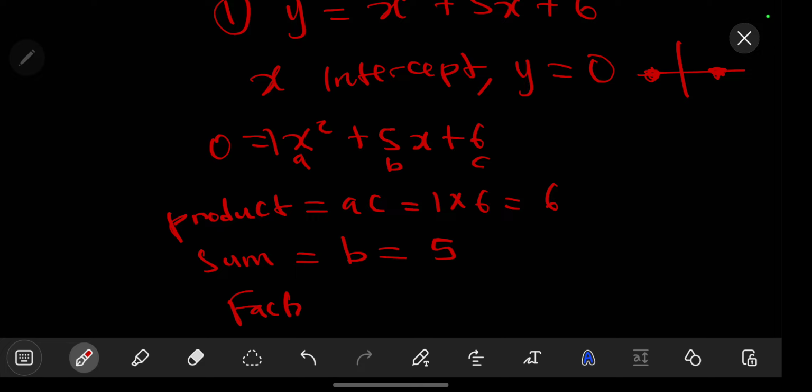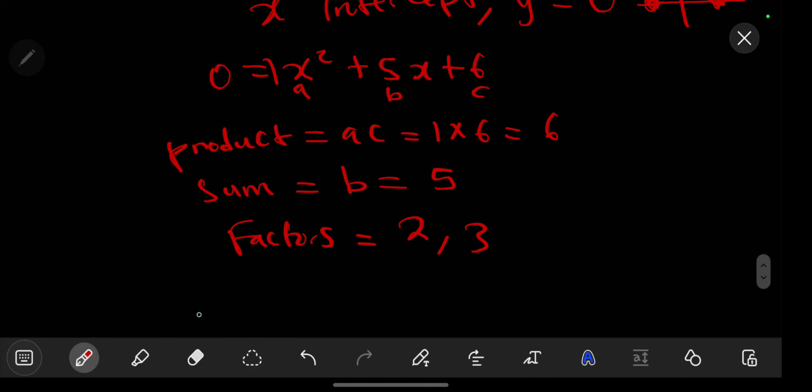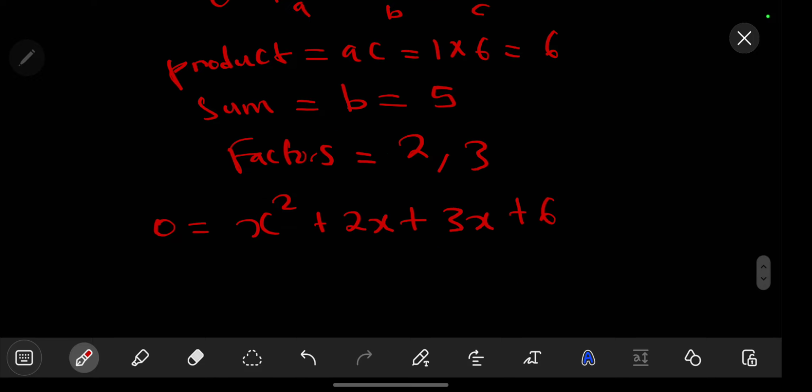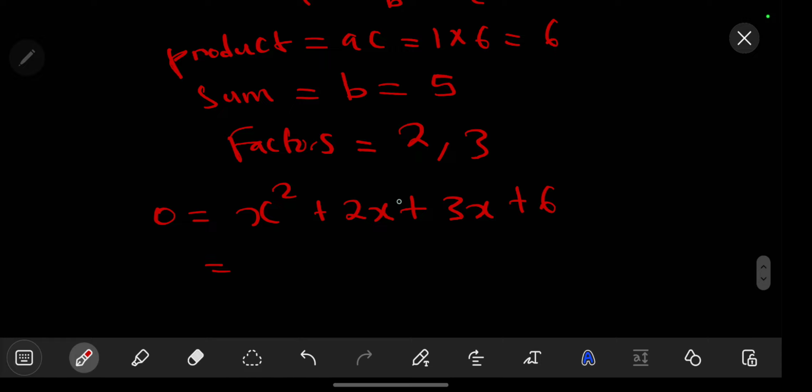The factors for this equation are a 2 and a 3. So if we have that, we can say 0 should be equal to x squared plus the sum, which is 5x. That's why we put these numbers. So we have 2x plus 3x, then plus 6. Factorizing this equation in parts, x is common. We're remaining with x plus 2.